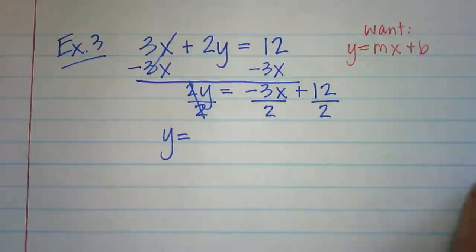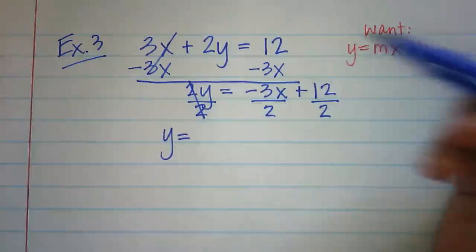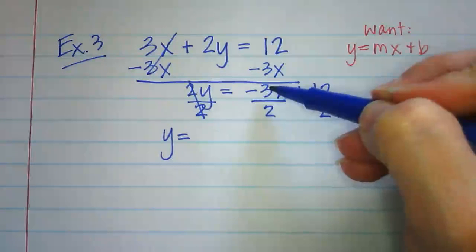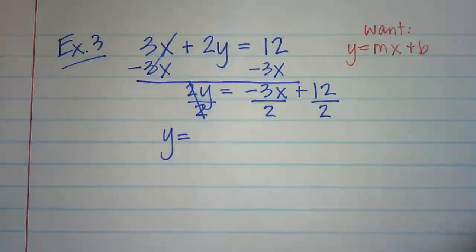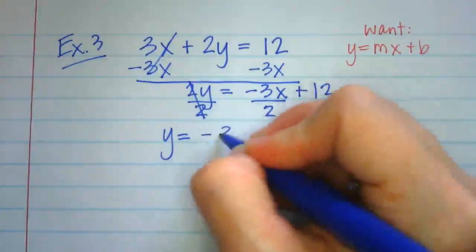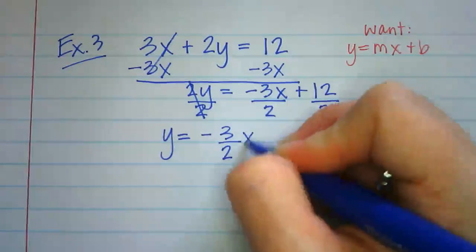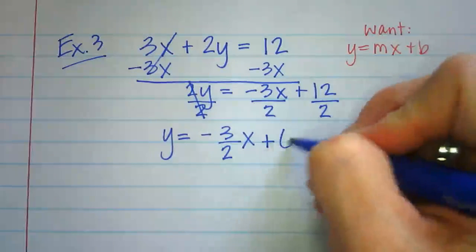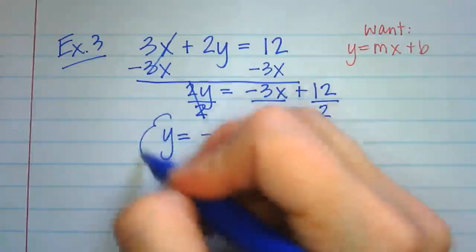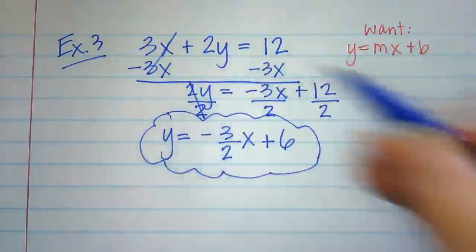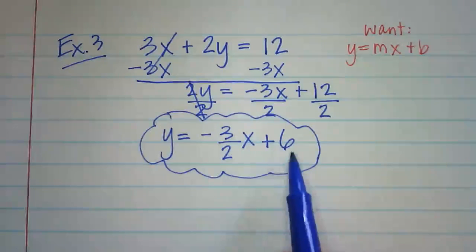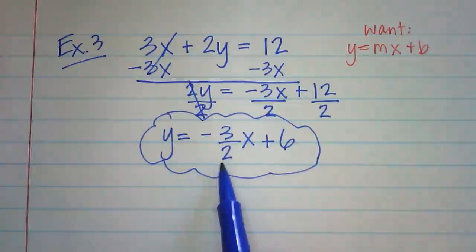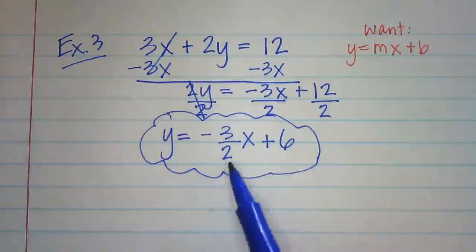So we're just going to leave it, because if you remember, slope is rise over run. So this is going to be our rise and our run. So it's okay if it's a fraction. So I'm going to leave that as negative 3 over 2x. But then 12 divided by 2 gives us 6. And now we're done. So this is our y-intercept. So this is our starting point. And then this is our slope, which tells us the rise over run.